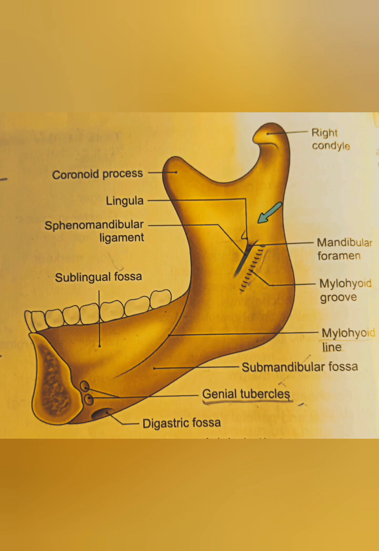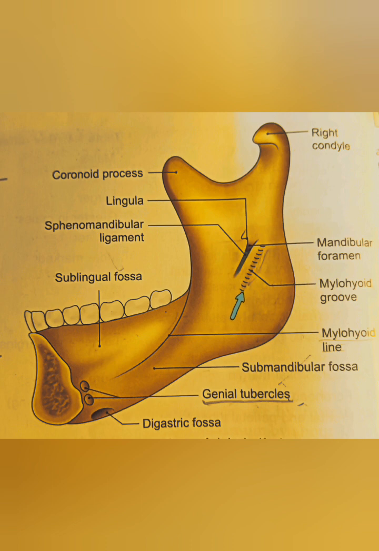There is also the presence of the lingula. The anterior margin of the mandibular foramen is marked by a sharp tongue-shaped projection which is called the lingula. This lingula is directed towards the head or the condyloid process of the mandible. Then comes the mylohyoid groove, which begins just below the mandibular foramen and runs downwards and forwards to be gradually lost over the submandibular fossa.